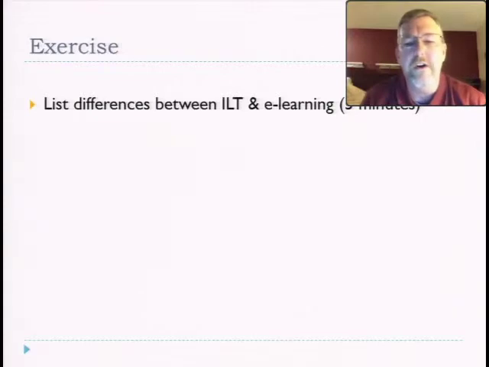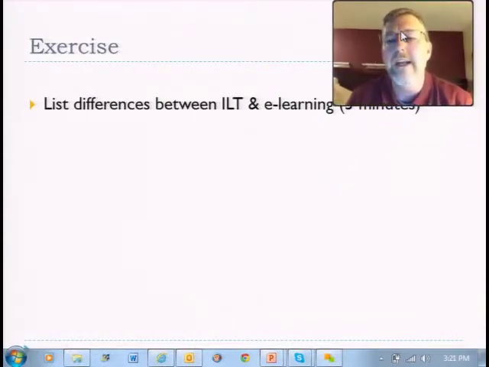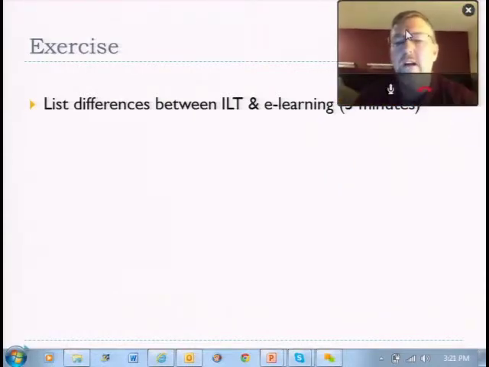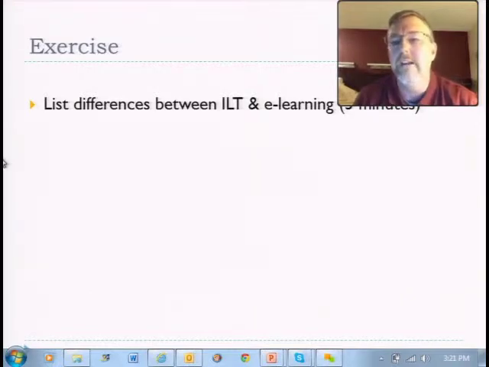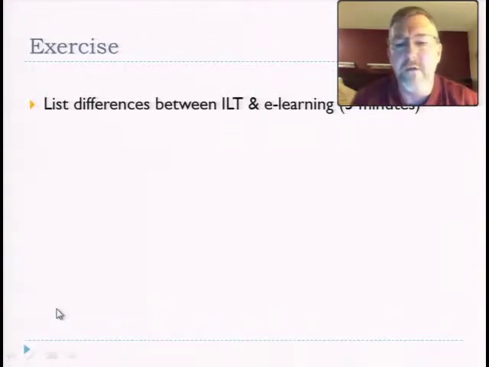Okay, what I'd like you all to do, in groups of 2s or 3s as you're sitting together, for about the next 3 or 4 minutes, is try to formulate a list of all the differences that you can think of that exist between instructor-led training products and those same types of products that would exist in an e-learning world. And after you've had a little time to think about it, we'll have a report out from each group, and we'll share that information with the rest of the room.